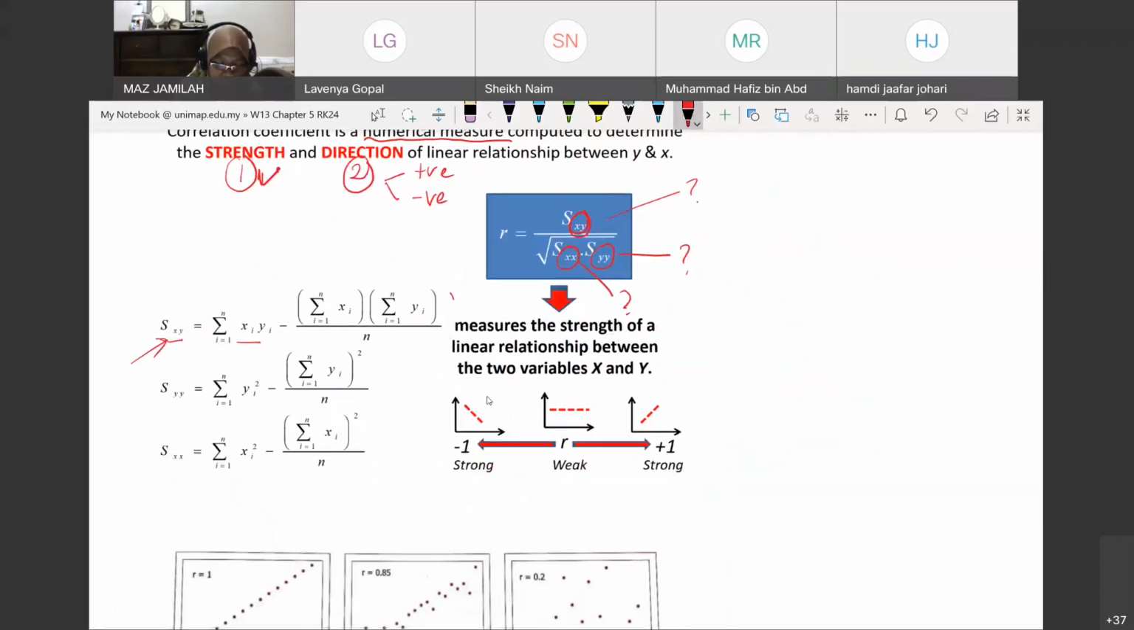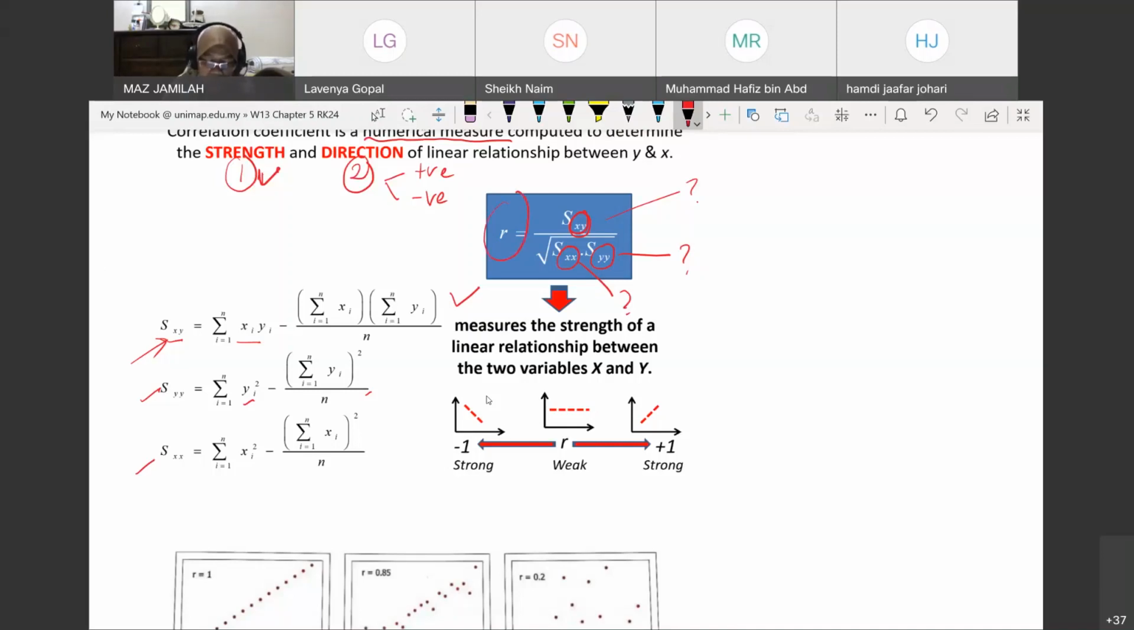SXY, so this is the way we find the value. SYY, we use the summation of Y squared, and for SXX we repeat the same process. So this is how we calculate our SXY, SXX, and SYY. And by using those three values, we find our R.